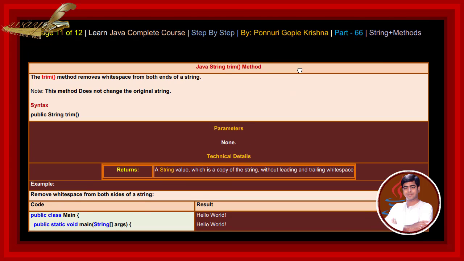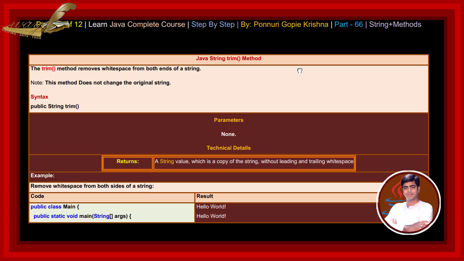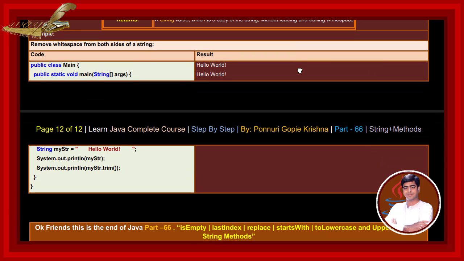Java string trim method. The trim method removes white space from both ends of a string. Note: this method does not change the original string. Syntax: public String trim(). Parameter: none. Technical details: a string value which is a copy of the string without leading and trailing white spaces. Example: remove white space from both sides of a string. If we write and execute this code, the output result returns Hello World, and the space in front of Hello World was removed.